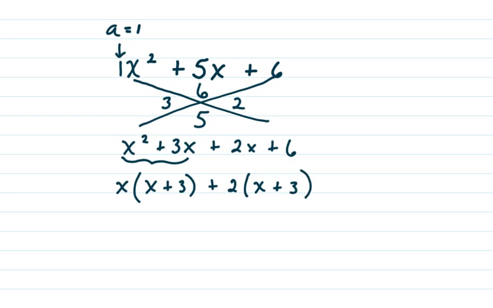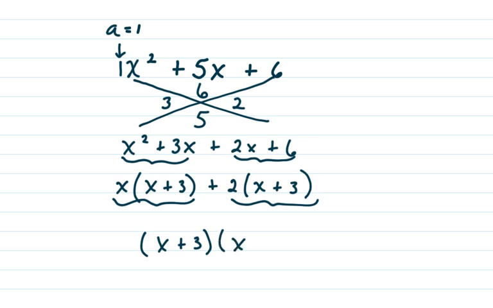Now I have another greatest common factor. So before I looked at these two, if you see my brackets there, those two separately to see what they had in common. Now I'm going to see that these two have in common an x plus 3. And if I factor out that x plus 3, I'm left with x plus 2. So that's the answer. That's what the problem was before we FOILed it.